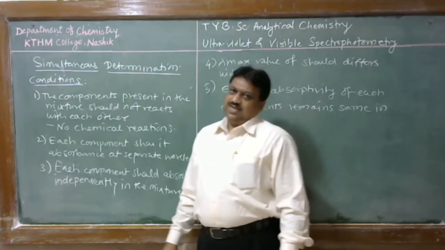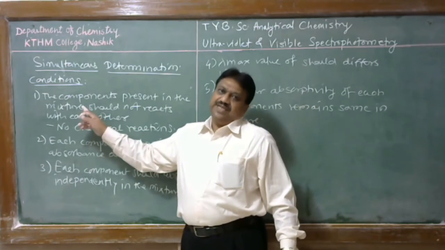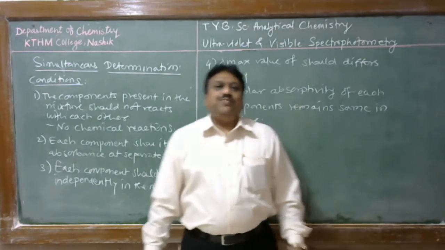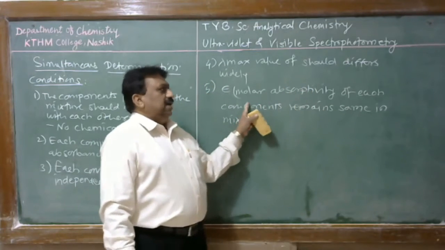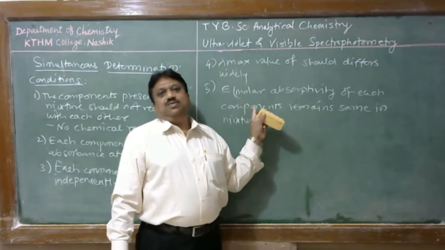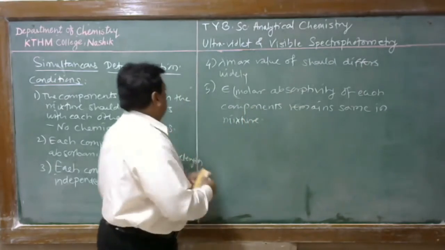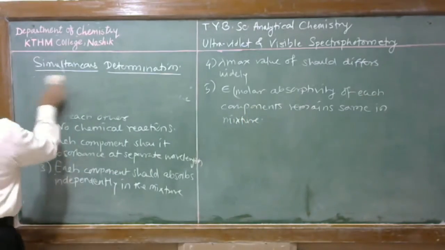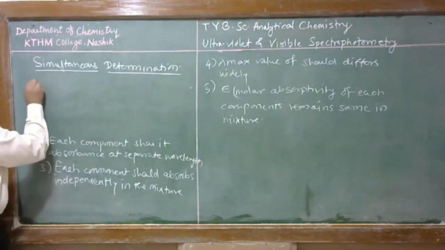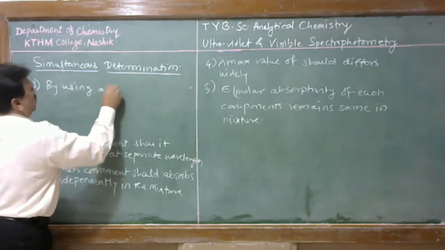If the mixture contains two or more components, and each component absorbs independently, there is no chemical reaction, the lambda max value of each component differs widely, and the epsilon value remains the same in the mixture, then we can simultaneously determine these components present in the mixture. Simultaneous determination is done by two different methods. The first method is by using an isosbestic wavelength.